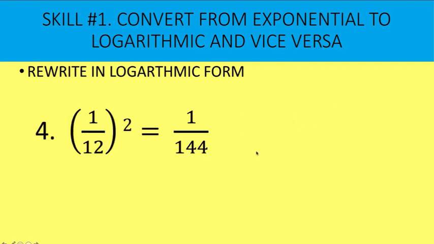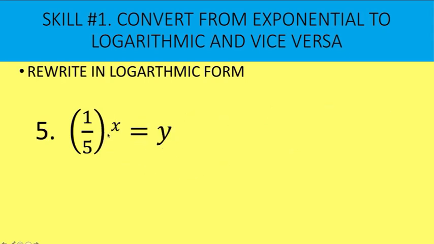Another one. Rewrite in logarithmic form. 1 over 12 raised to exponent 2 equals 1 over 144. Again, start with the word log. The base is 1 over 12. The power is 1 over 144 equals the exponent 2.